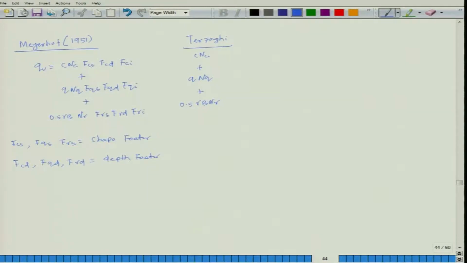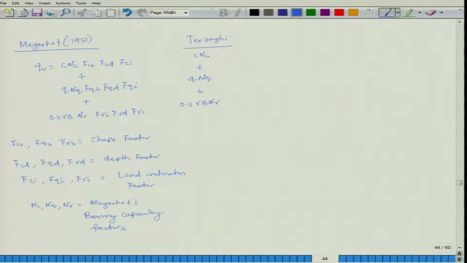Then FCI, FQI, F gamma I, it is your load inclination factor, and NC, NQ, N gamma are your Meyerhof's bearing capacity factors.